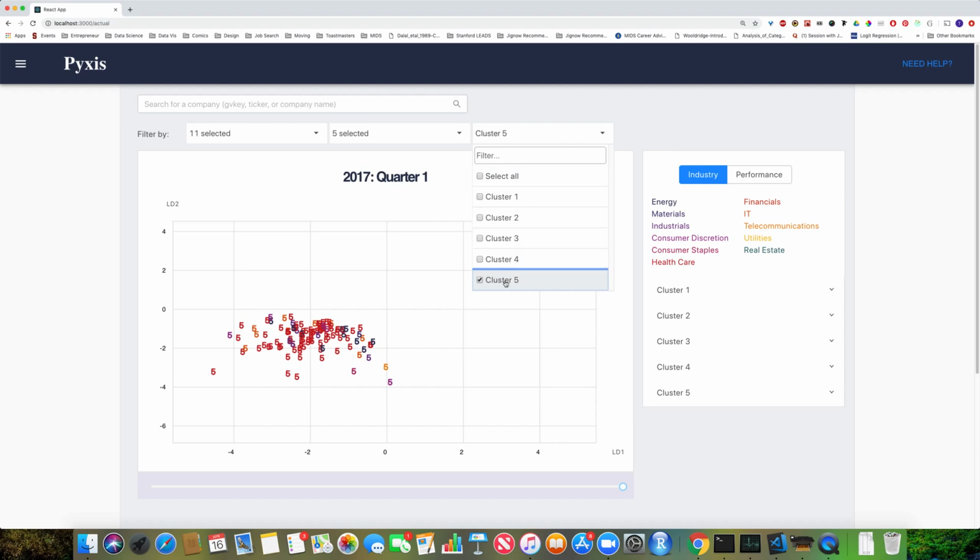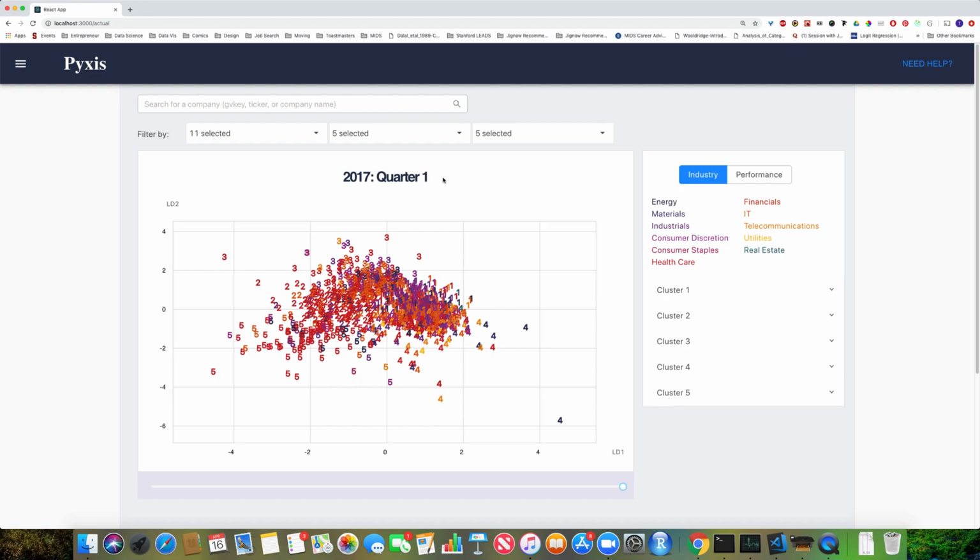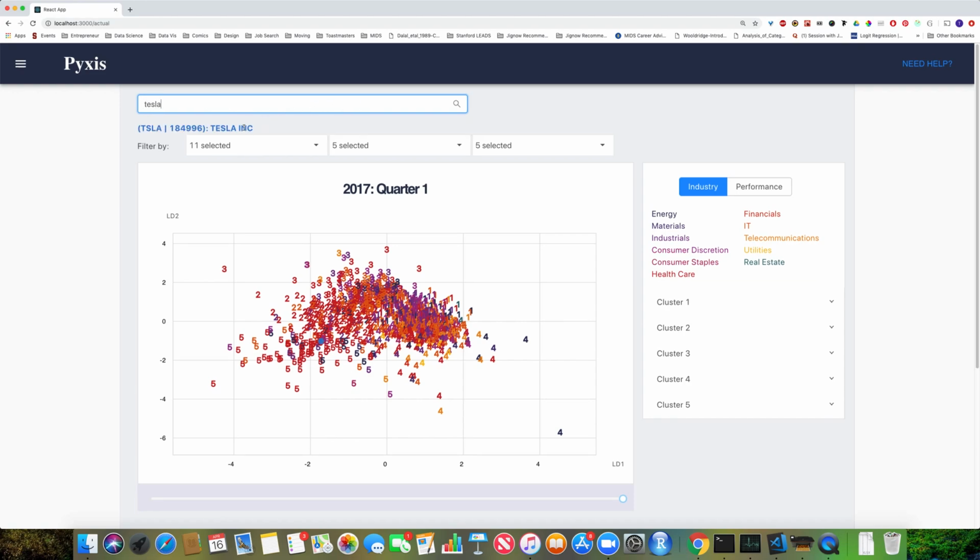So let's just get started with our demo. For our first demo, let's say I am an equity portfolio manager and I want to check my intuition that Tesla is similar to Apple or Google because of their technological innovation. We can do that first by either typing in the ticker or company name or even the GV key of the company Tesla. Once you type it in, you see the blue dot right here which shows Tesla. And as you can see, Tesla is in cluster group 5.